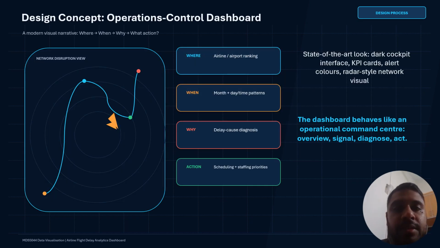The visual design is inspired by an airline operations control dashboard. It uses a dark cockpit style interface, KPI cards, alert colors, and an aviation theme map, and it supports analytical narratives. The dashboard shows exactly where the reliability issues are, and it shows where disruptions peak. It also explains why delays happen, and managers can decide what actions to prioritize: scheduling buffers, airport resource planning, and contingency communication.